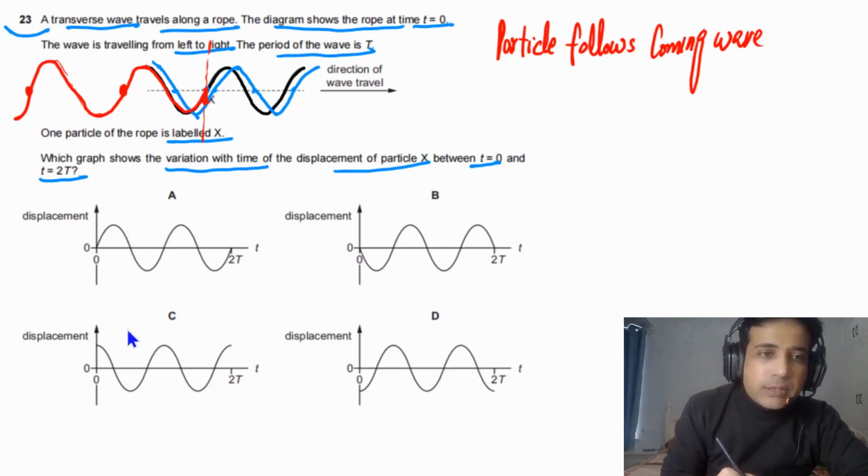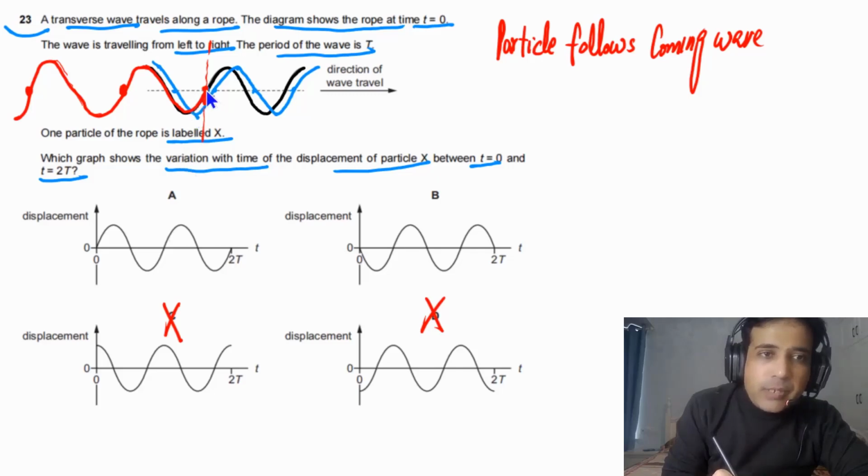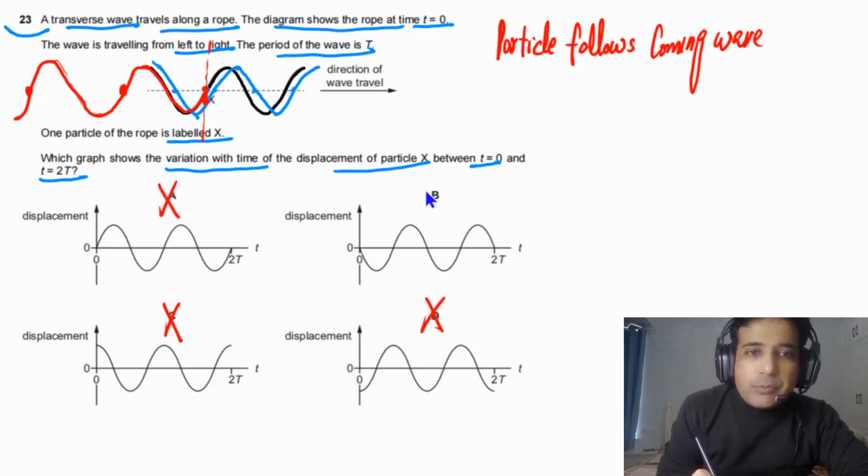In this case, if you look at options C and D, that is not possible because the particle is starting from equilibrium. So we can simply eliminate these two options. So these two are not possible. Now if you look at option A, this is also not possible because the particle from equilibrium will go down, and this is going up. So this is not possible. So the best possible answer for this question is B.